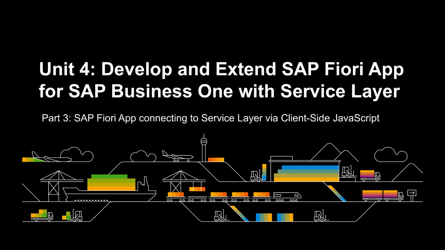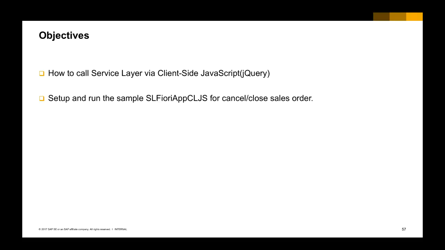Unit 4. Develop and extend SAP Fiori app for SAP Business One with Service Layer. Part 3. SAP Fiori app connecting to Service Layer via client-side JavaScript. At the end of this session, you will be able to explain how to call Service Layer via client-side JavaScript and jQuery, and how to set up and run the sample Fiori app using client-side JavaScript.